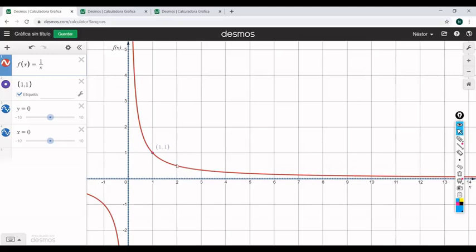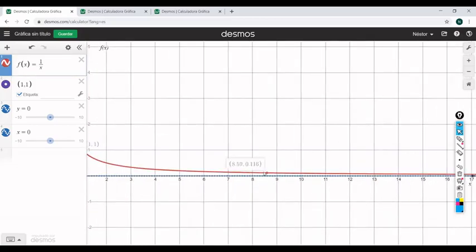I'm making x approach infinity. And tell me, as I do that, as x is approaching infinity, in other words, as x is getting bigger and bigger, or greater and greater, what is happening to the values of the function? Can you see? What is happening to those values that you see as the second coordinate of these points?